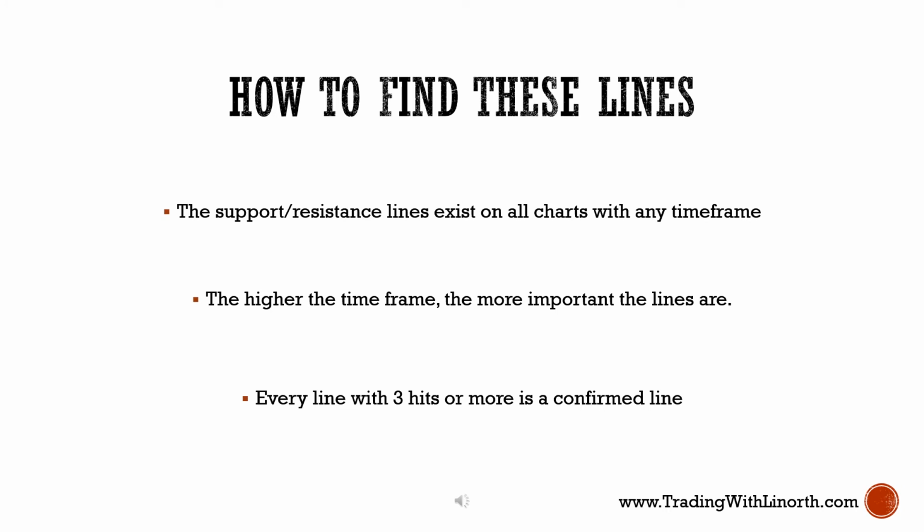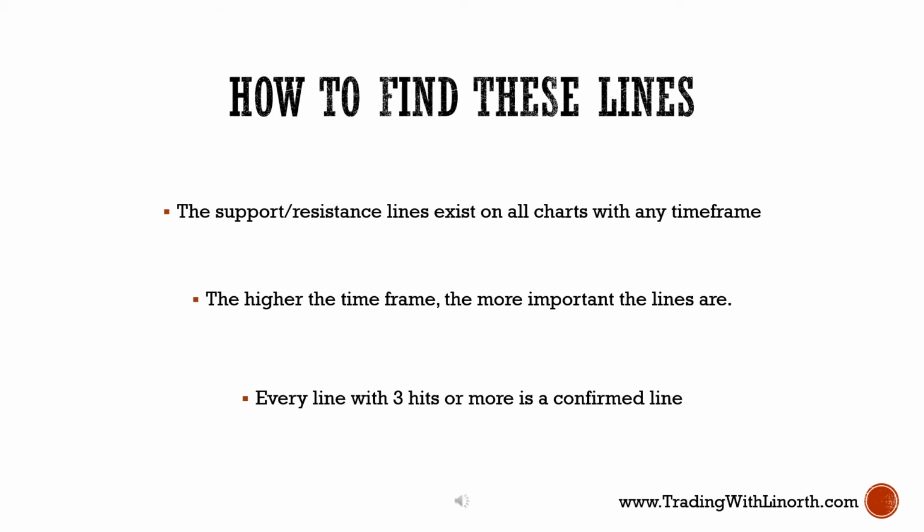Okay, so how can you find the support and resistance lines? Well, these lines exist on all charts regardless of their time frame. But of course, the higher the time frame is, the more important the support and resistance lines are. In order to find these lines, all you need to do is look at your chart and try finding the lines or areas where the price has touched the line but hasn't been able to break through it and therefore reversed back from those lines.